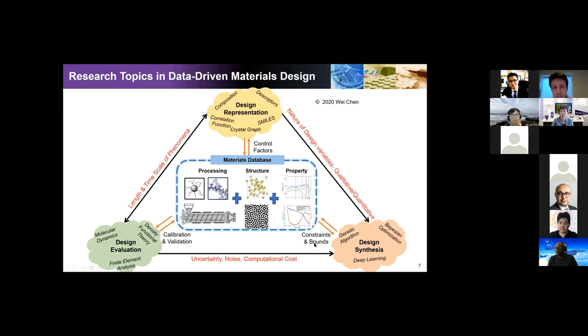I also want to point out that there are a lot of interrelated topics across these different domains. I'm giving just a few examples of the things my group is interested in. For example, between design evaluation and design synthesis, we're interested in uncertainty quantification, and also taking into account the noise of the computer simulation and the computational cost. There's also the issue of length scale of phenomena between design representation and design evaluation. And between design representation and design synthesis, we're currently working on methods that can find solutions for both qualitative and quantitative variables, so we call it a mixture of design variables.